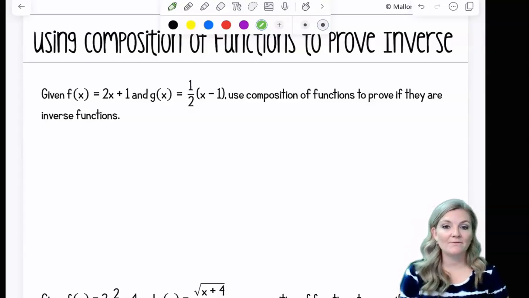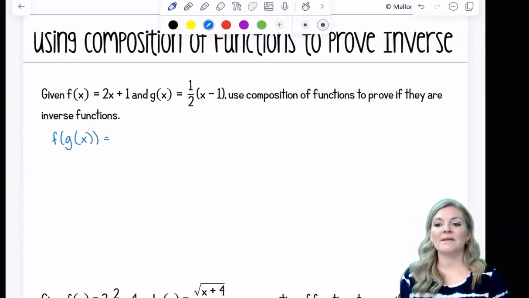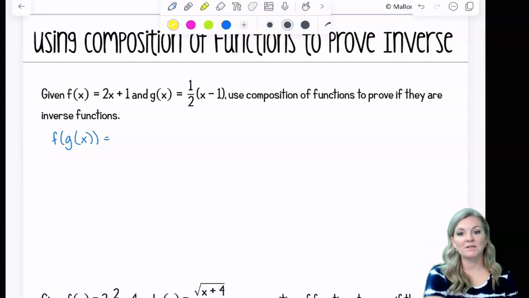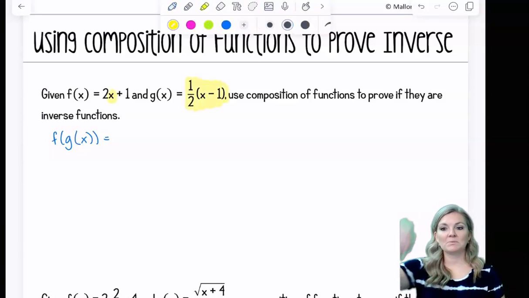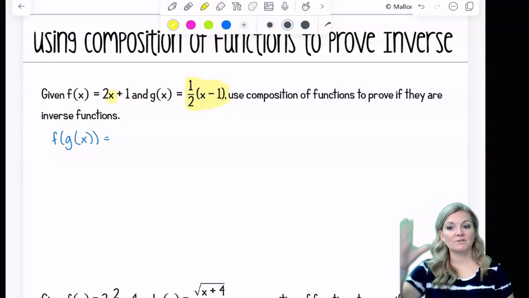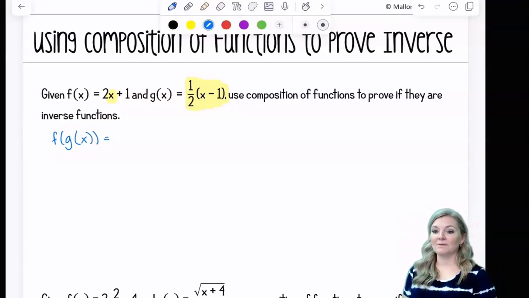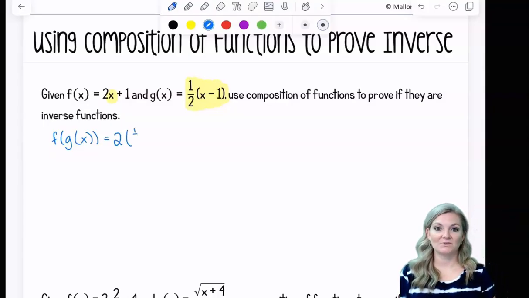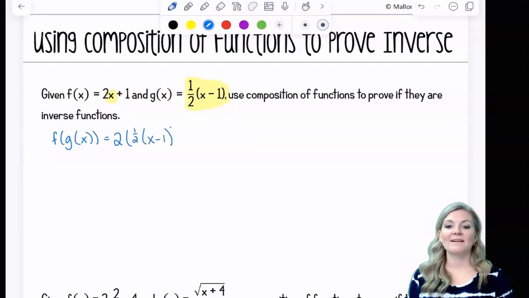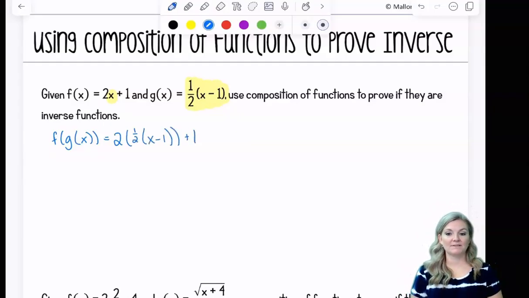So we're going to do f of g of x first. That means g is getting plugged into f. And I'm going to use some highlighters this time. So g is getting plugged into x. So I have my 2, and then I get to my input. My input is g of x, which is 1/2 times x minus 1. It's going to get really interesting with all these parentheses. And then I need to go back and finish and put plus 1.